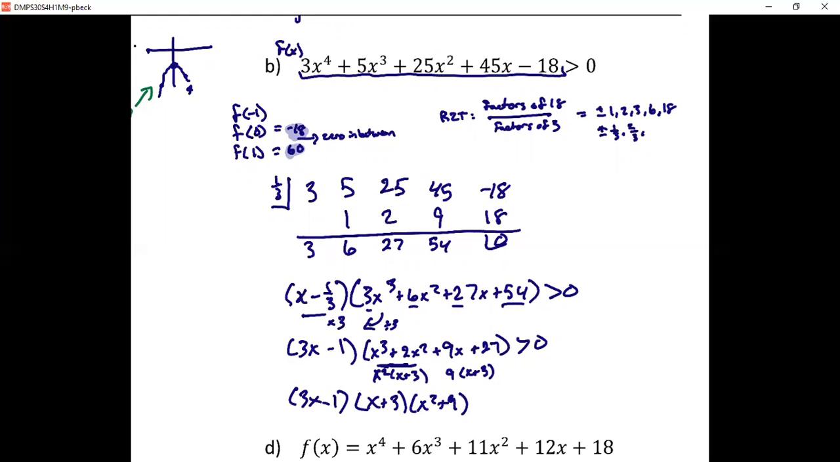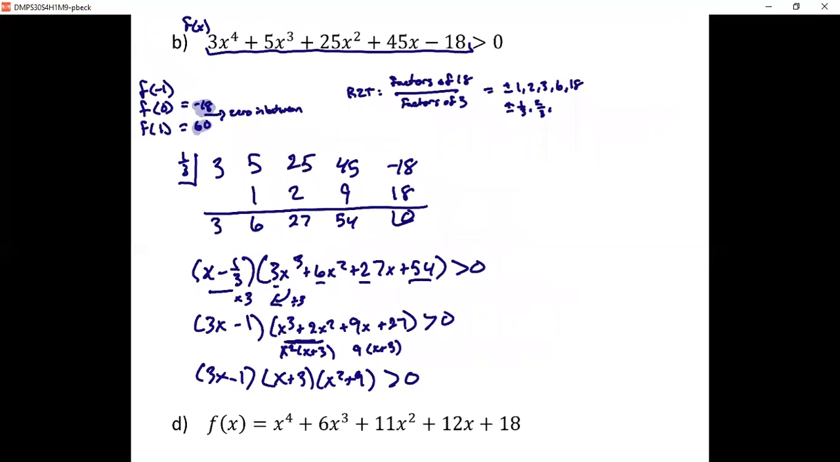Now, I sort of ignored the overall goal of the problem. The overall goal of the problem is to figure out where this is greater than 0. So if you remember when we did our inequalities in 4.4, we have to list our real zeros. Our real zeros are negative 3 and positive 1/3. Our complex zeros, we don't have to list here because they don't cross the x-axis.